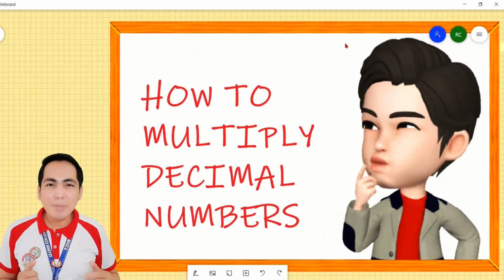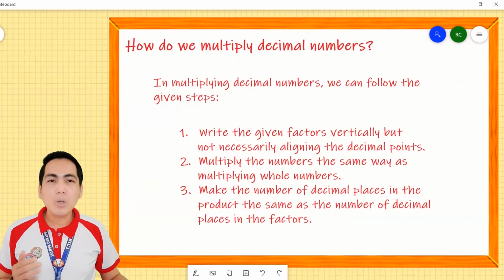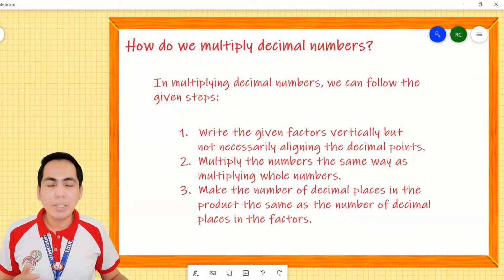Gracias! In this video, I'm going to present to you how to multiply decimal numbers. So how do we multiply decimal numbers? In multiplying decimal numbers, we can follow the given steps. First, write the given factors vertically but not necessarily aligning the decimal points. Second, multiply the numbers the same way as multiplying whole numbers. Third, make the number of decimal places in the product the same as the number of decimal places in the factors. So let us have examples.